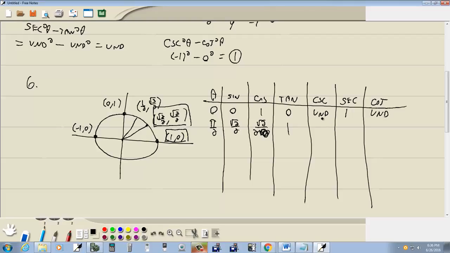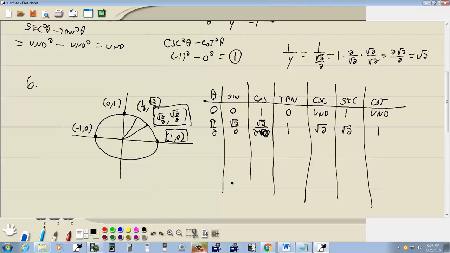Now cosecant. Cosecant is 1 over y, which is 1 over square root of 2 over 2. You got a fraction down here, you flip it and multiply times your top part. You got 1 times 2 over square root of 2. Multiply it top and bottom by square root of 2, and you get 2 square root of 2 over 2, which is square root of 2. Secant is 1 over x, which is the same thing. And cotangent is x over y, which would be 1.